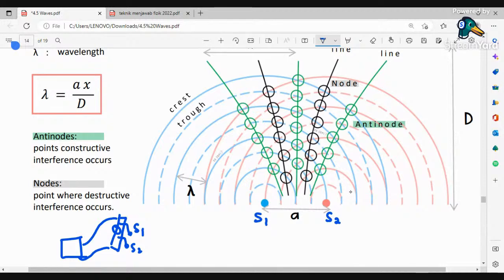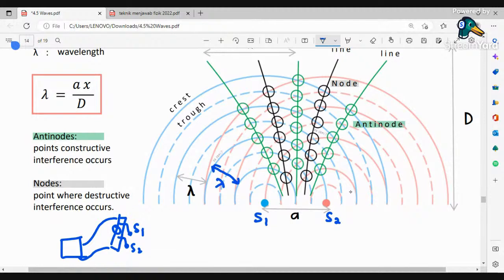For S1, the blue color. For S2, the red color. For S1, you can see we draw here. The dash line represents the wavelength for trough. The solid line represents the wavelength for crest, meaning the distance between two wavefronts of crest. This is lambda. Same thing here, this is lambda. Both have the same lambda because they have the same frequency.